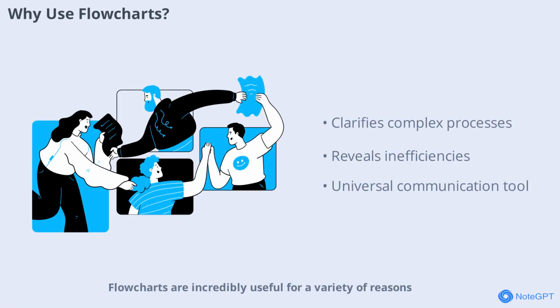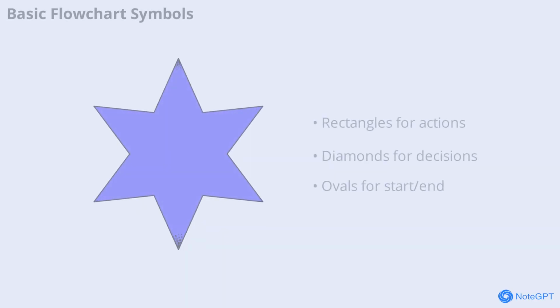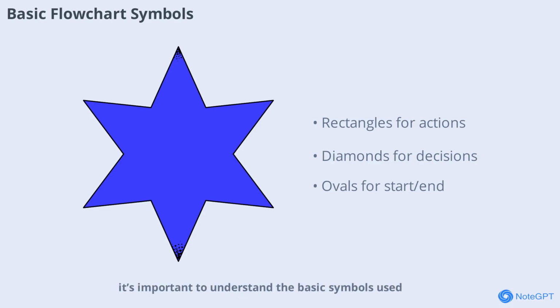Flowcharts are incredibly useful for a variety of reasons. They help clarify complicated processes, making it easier for everyone involved to understand what needs to be done. By visualizing each step, flowcharts can reveal inefficiencies, redundancies, or potential problems that might not be obvious otherwise. They also serve as a universal language, allowing people from different backgrounds or departments to communicate more effectively. Whether you're planning a project, troubleshooting an issue, or training new employees, flowcharts can make the process smoother and more transparent.